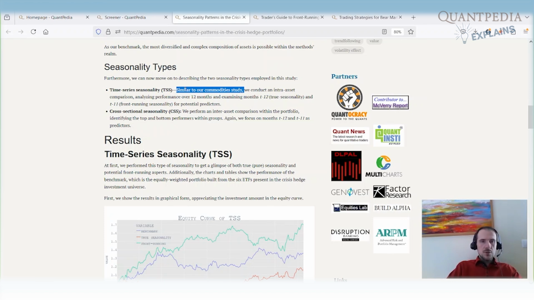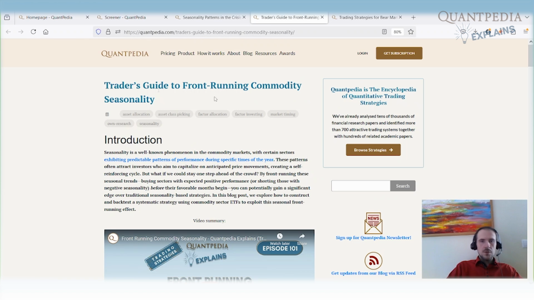So this is the time series seasonality, and if you want to front run this seasonality, then you do not take a look 12 months ago, but you are looking 11 months ago. So that's the front running. If you want to learn more about the front running, really go to read the guide to front running commodity seasonality. So this is the article that will discuss just the front running.